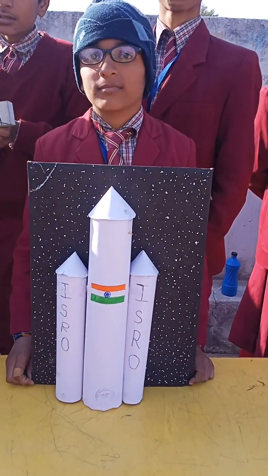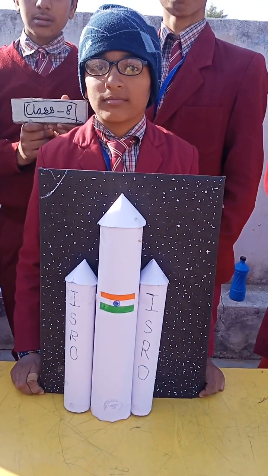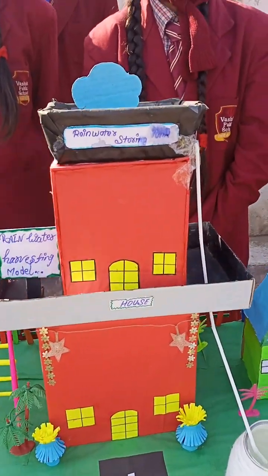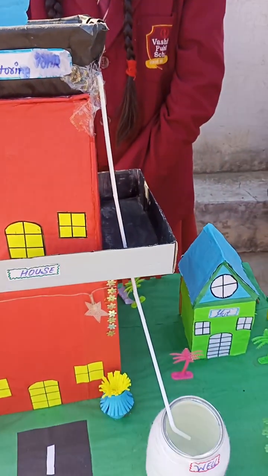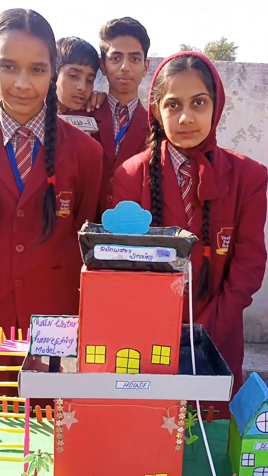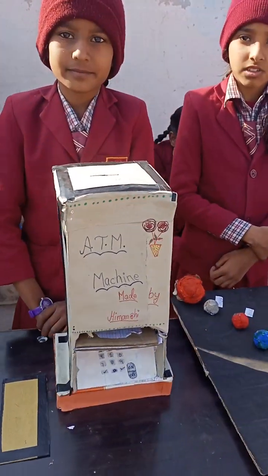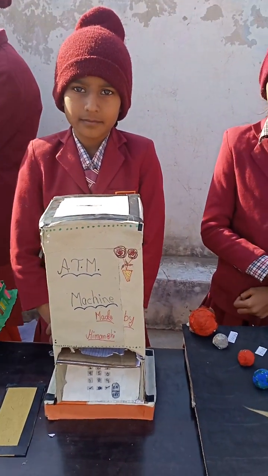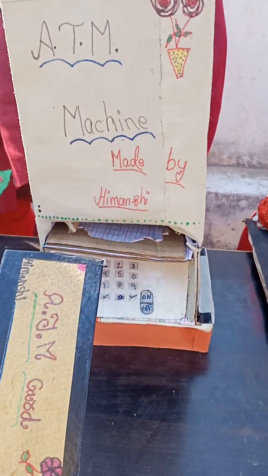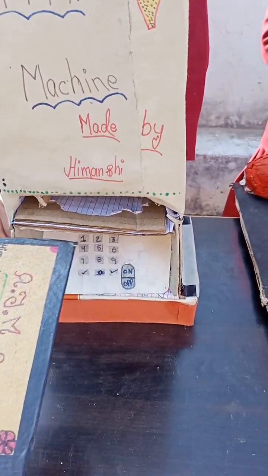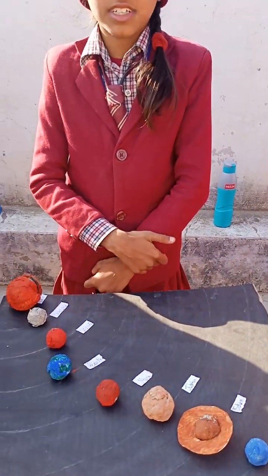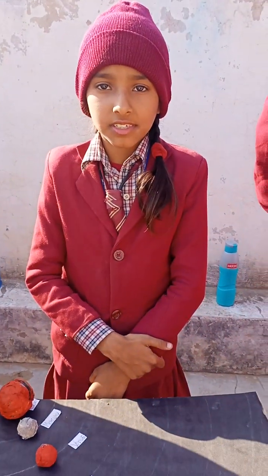Also a space shuttle, which is created by Pratham from class 6. This is a model of rainwater harvesting, created by Gungun and Nishika. This is our next model, which is created by 5th class student Priyanshi. It's an ATM machine. Here we are going to use the ATM card to take out the money. And it's a solar system which is created by Anshvi from class 5th.